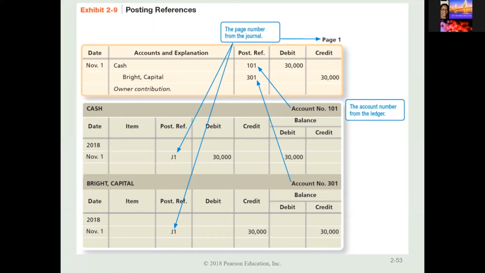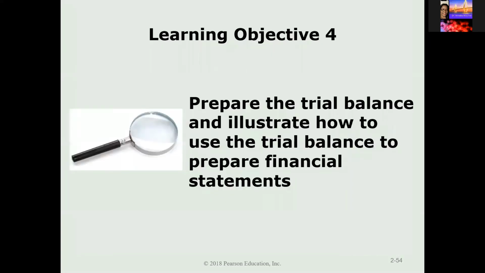Now, this is the end of Learning Objectives 1 through 3. Learning Objectives 1, 2, and 3 were covered in this video. The next video will involve Learning Objective 4, which is to prepare the trial balance and illustrate how to use the trial balance to prepare financial statements. That will be covered in our next video.